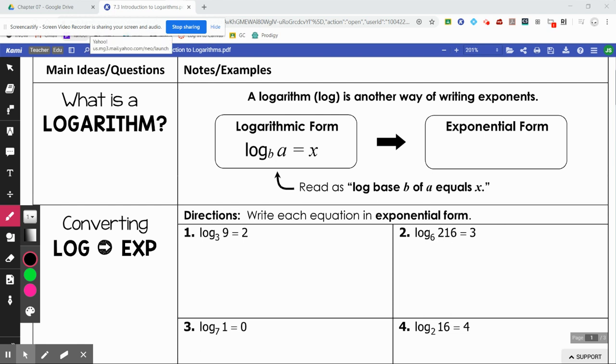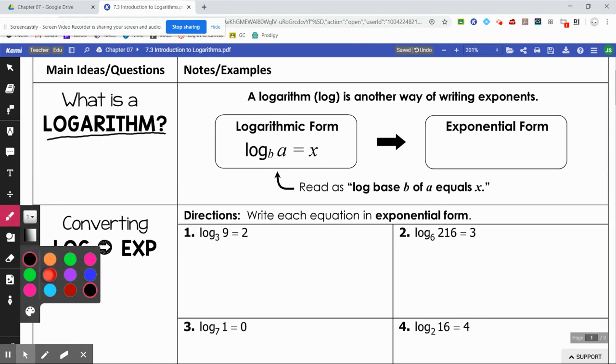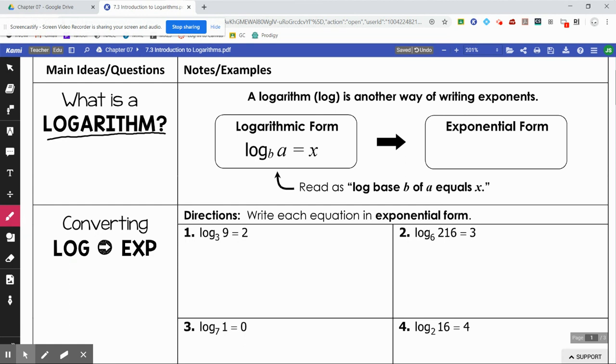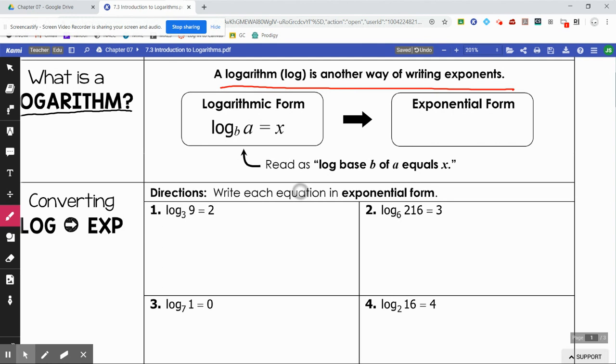In this lesson, we introduce you to the logarithm. What is a logarithm? A logarithm is simply another way of writing an exponent. That's all it is. Same thing. A logarithm, again, is another way of writing an exponent. Here's how you change forms.